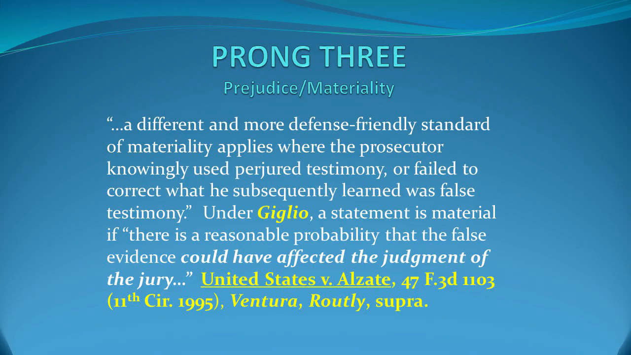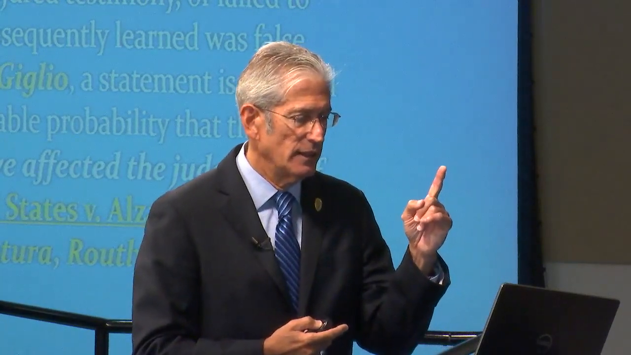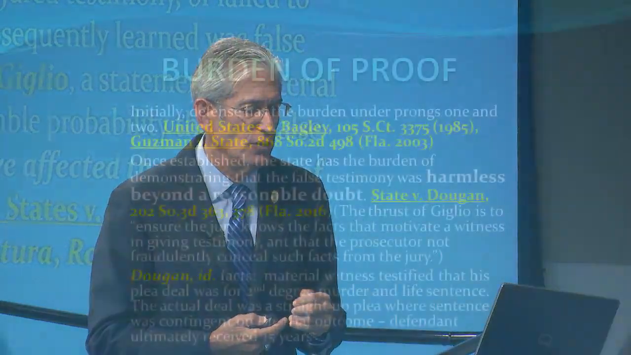Prosecutor knows of perjured or false testimony, and fails to correct what he subsequently learned was false testimony during the trial before the outcome. Under Giglio, a statement is material if there is a reasonable probability that the false statement could have affected the judgment of the jury.